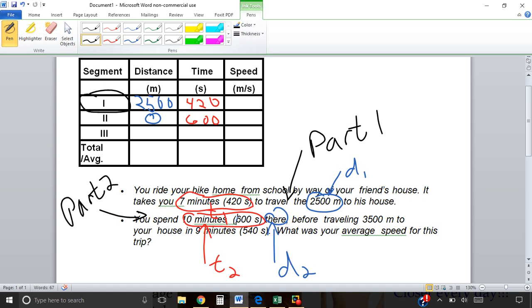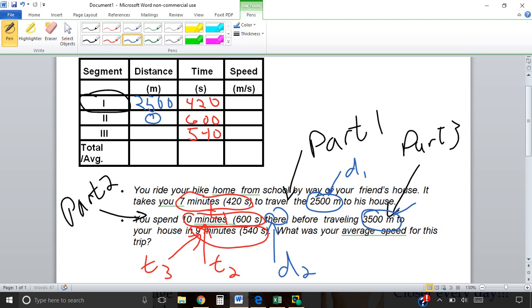Okay? So before traveling the 3,500 meters to your house in 9 minutes. That makes this part 3 of our journey. In 9 minutes. Here's T3. We're going to add T3 right here into our box. And then the distance you traveled right here is D3, 3,500 meters.